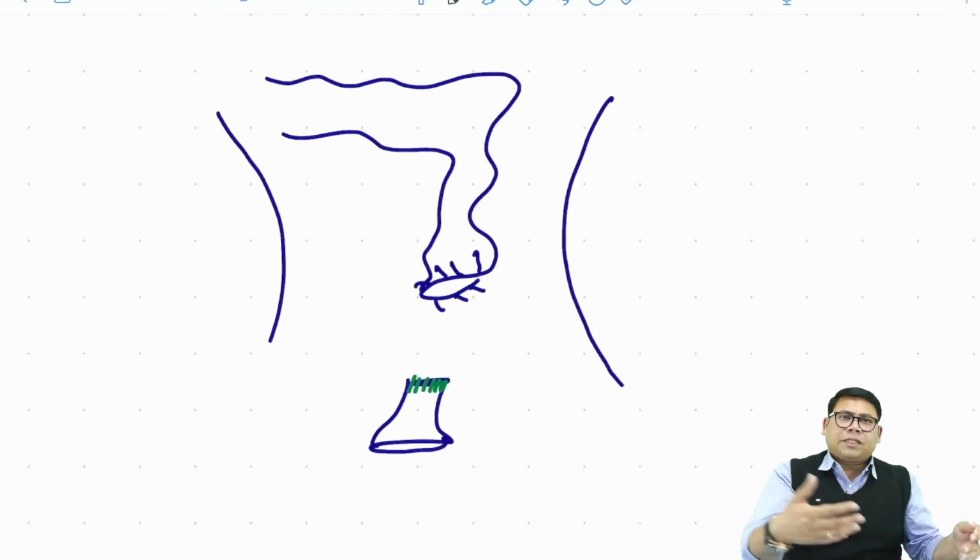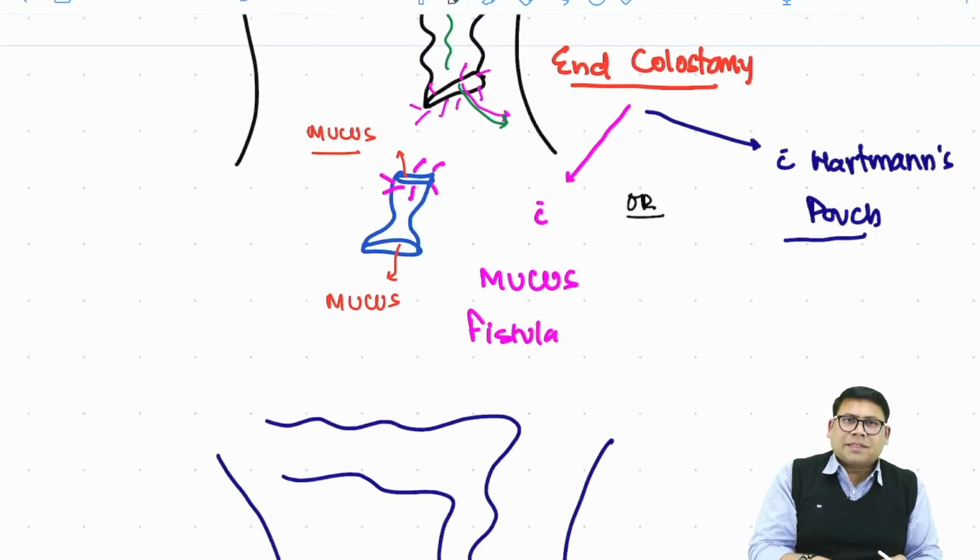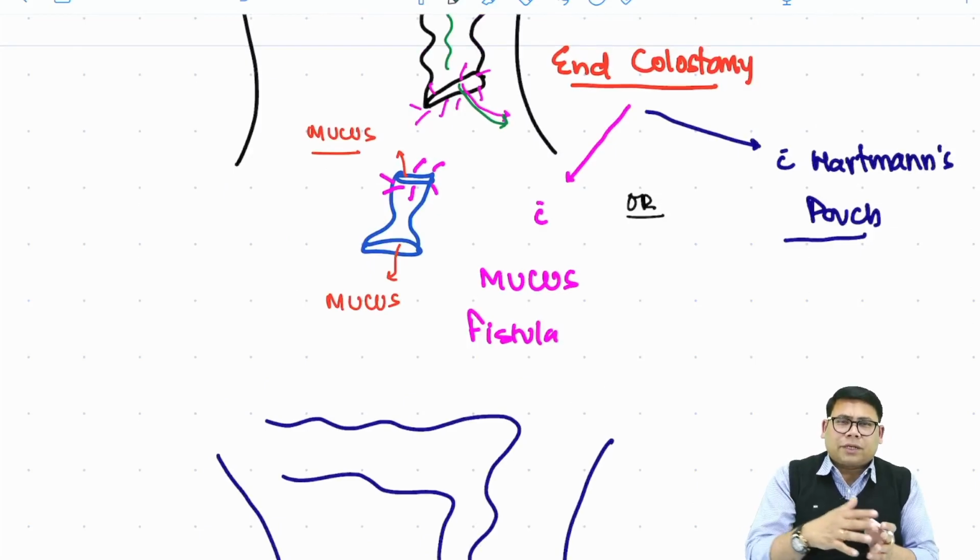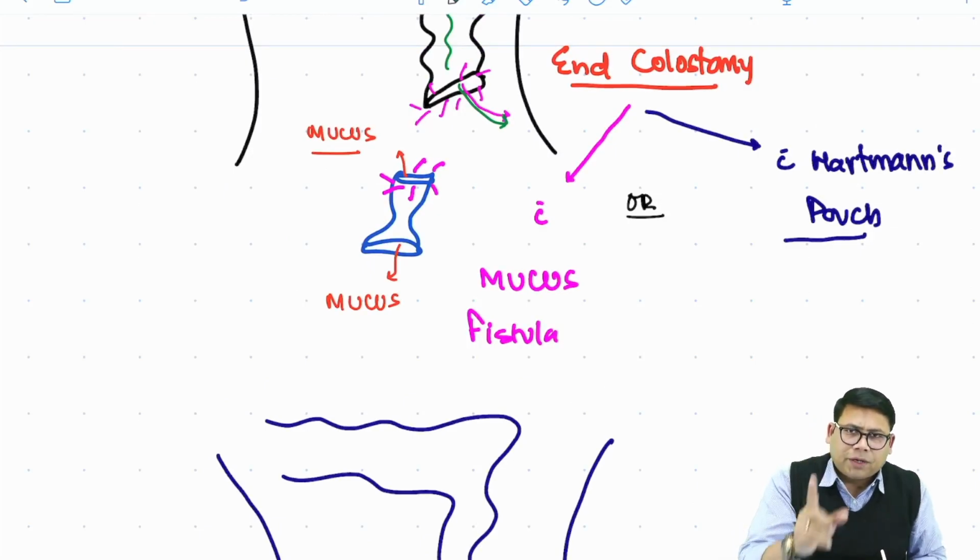And after a few weeks, I will do an anastomosis with the stump. So this is done in this case also. After a few weeks, we will anastomose it and establish the continuity. That is why it is a temporary diversion.